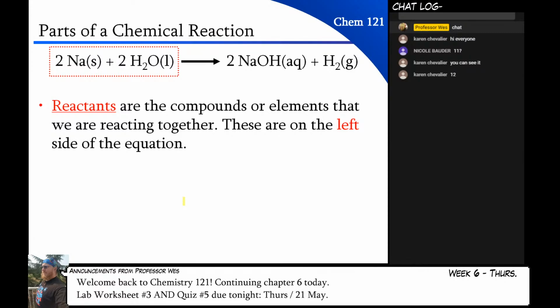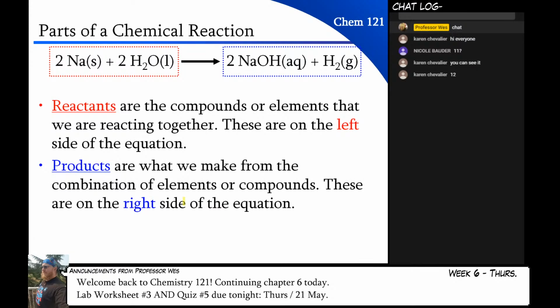So reactants will be on the left, which means that what we produce are the products, and those are on the right. So reactants on the left, products on the right.